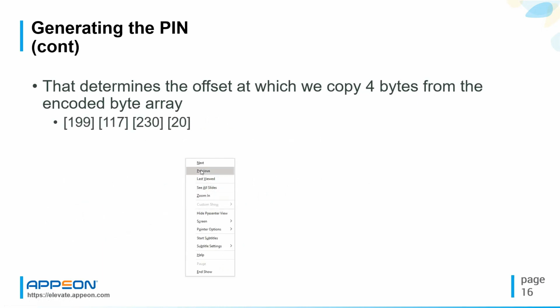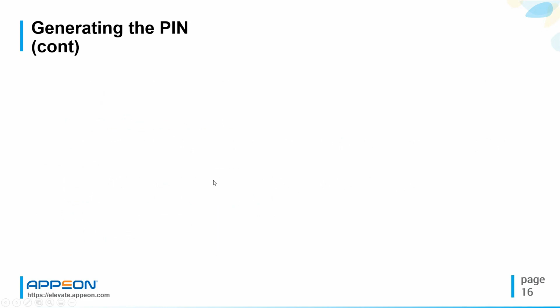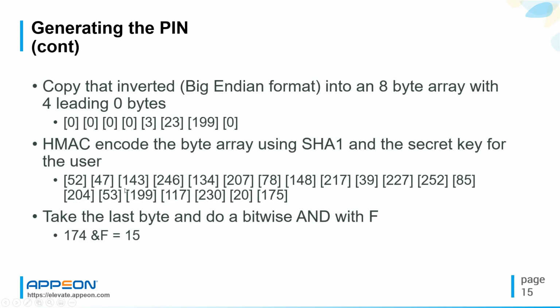Let's go back and look at that. I think maybe the pointer starts with 0. 0, 1, 2, 3, 4, 5, 6, 7, 8, 9, 10, 11, 12, 13, 14, 15. That's what it is. Sorry about that. So it's a 0-based index. And so we start with 199, 117, 230, and 20.